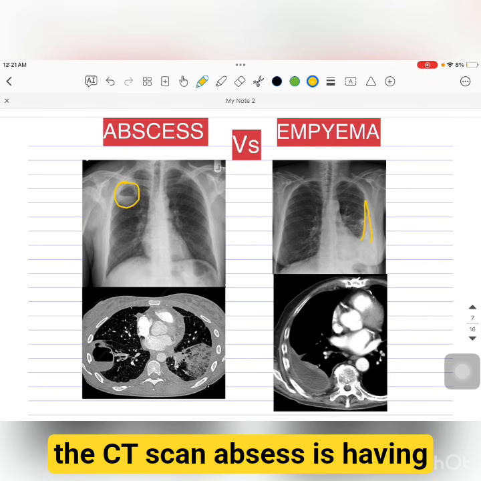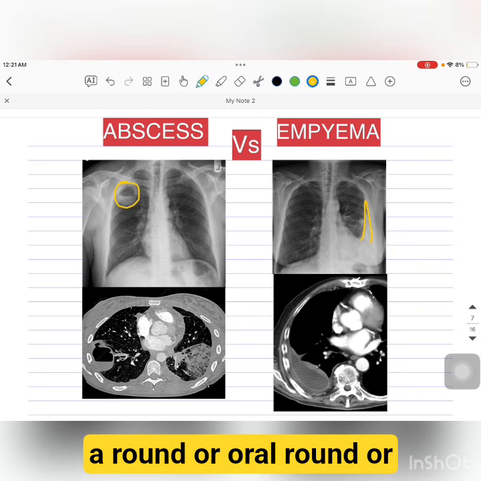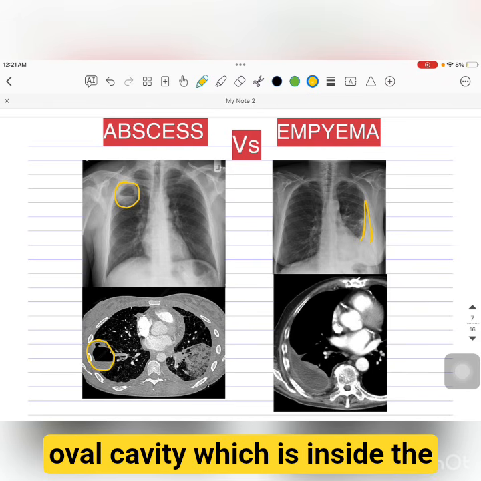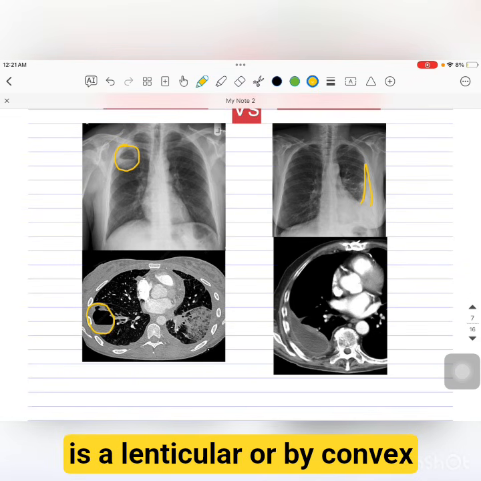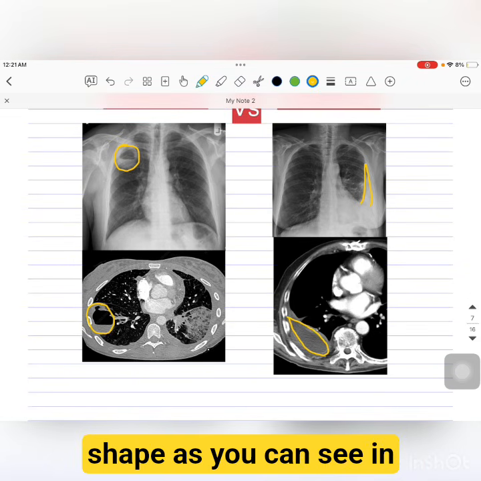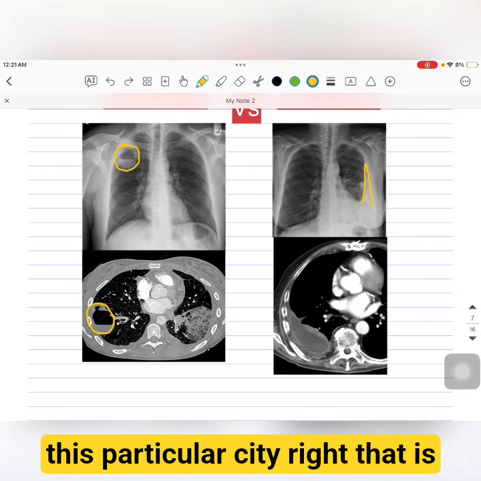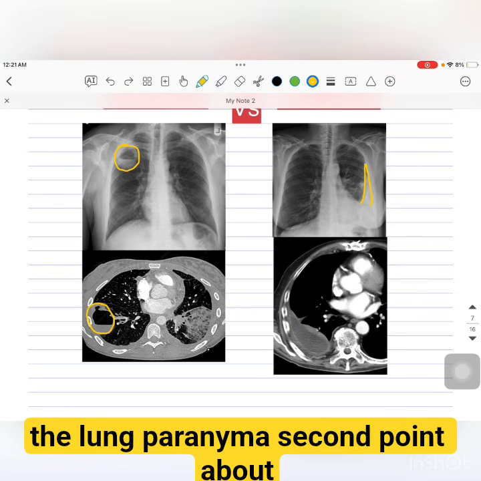If you talk about the CT scan, abscess is having a round or oval cavity, which is inside the lung parenchyma again. In the empyema, there is a lenticular or biconvex shape, as you can see in this particular CT, right? That is in the pleural space, not in the lung parenchyma.